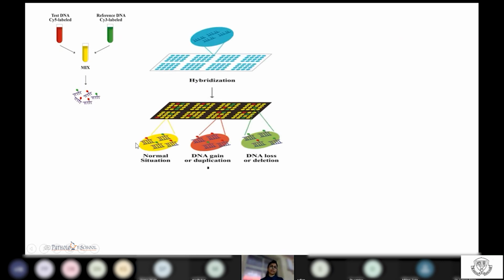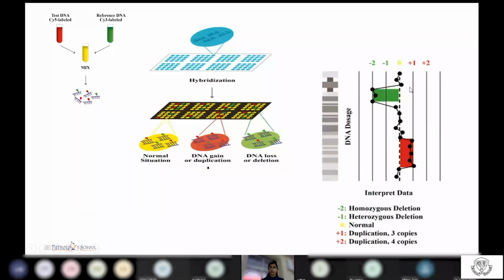When you look at it, if it is giving you a yellow color, it means it is normal. And if it gives you a red color, it means DNA gain or duplication is present. And if it gives you more of a green color, which is your reference, that indicates your DNA loss or deletion is present. Now, this is how it is reported. If it is on the axis, which is your 0, it means it is normal. If it moves towards a plus sign or towards red, it means there's a duplication of copies, 3 copies or 4 copies present. And if it moves towards your green area on the negative side, it means there is a deletion present.